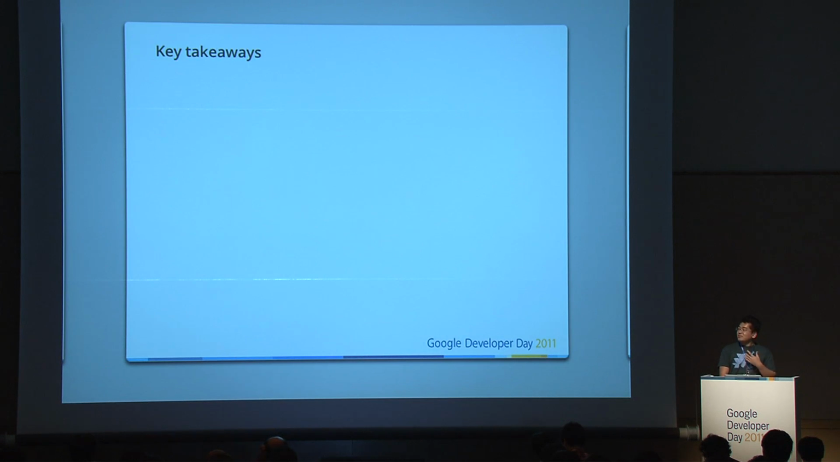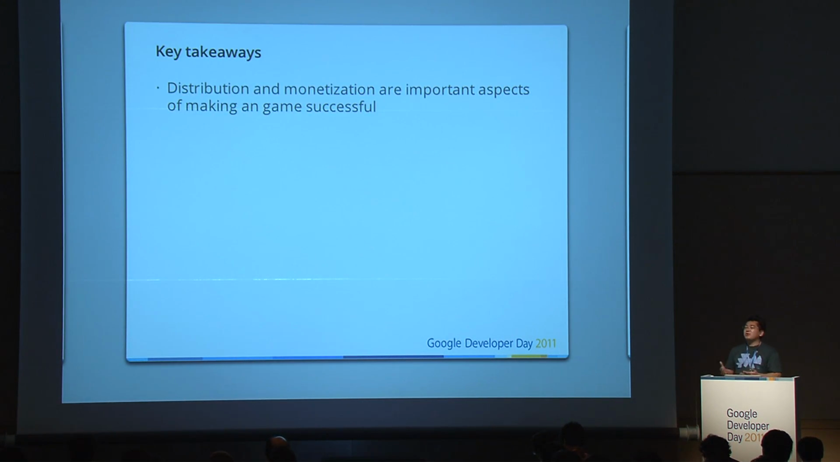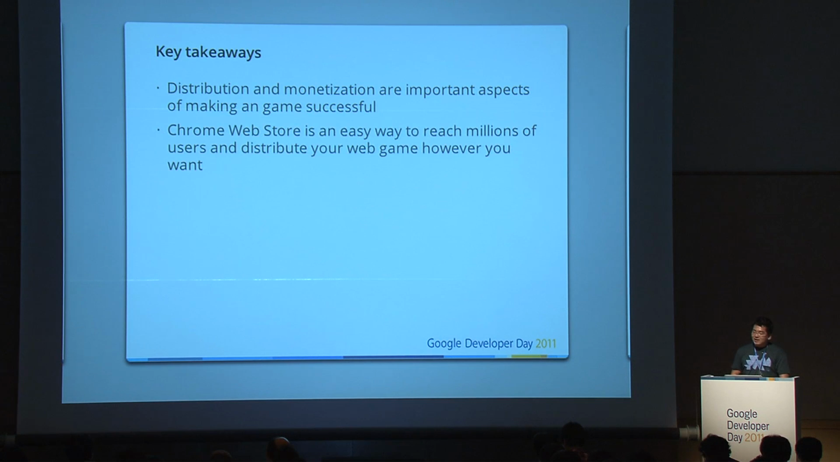And that's it. So there's a few key takeaways here: distribution and monetization are really important aspects of making a game successful. And I've shown you 3 products that can help you distribute and monetize really, really easily. We've implemented all these APIs in under 45 minutes. So a really simple way to do it. The first one is Chrome Web Store, and it's a simple way to reach 200 million users and distribute your app across the world.